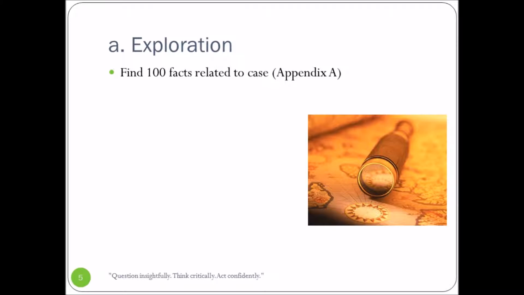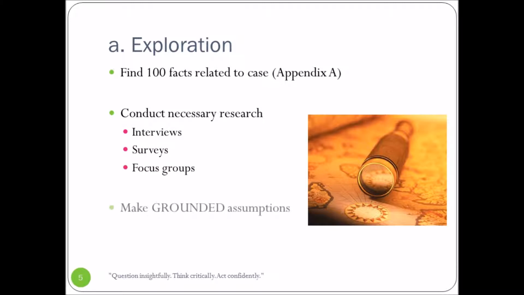The 100 facts that you gather will appear in Appendix A of your report. They will be behind the report as support material. You may also need to conduct additional research in the form of interviews, surveys, and/or focus groups.